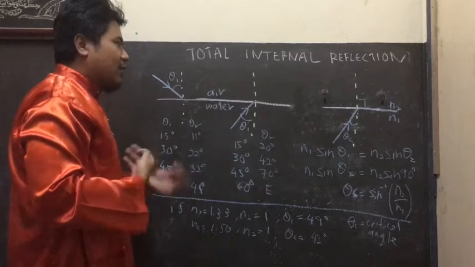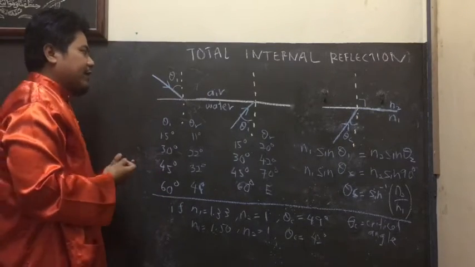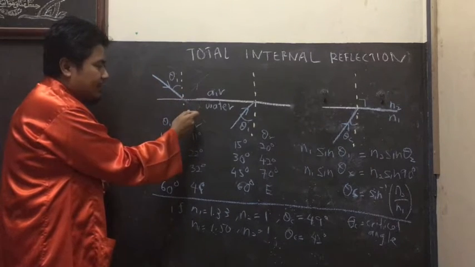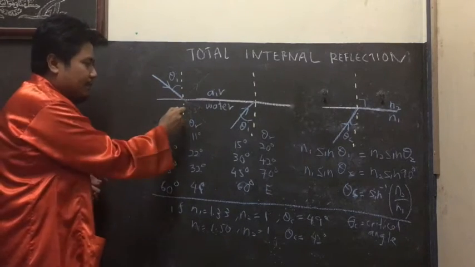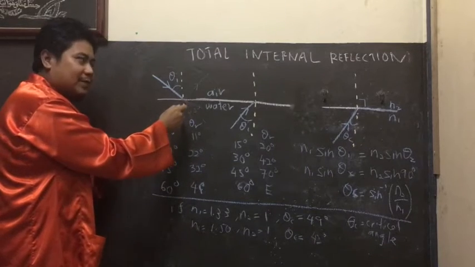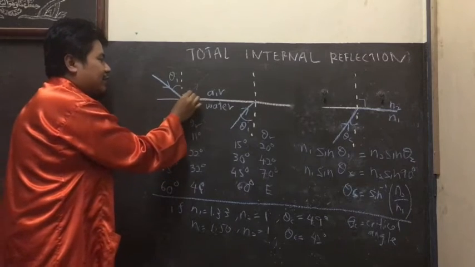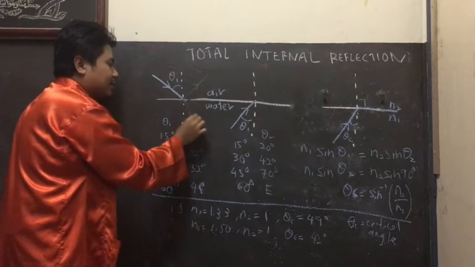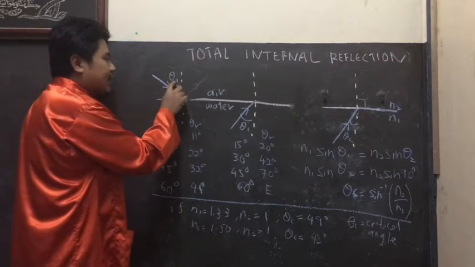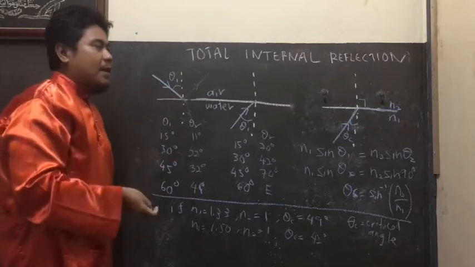By observation, because water has a higher refractive index, the light should be refracted closer to the normal. So it should be like this. So it has reflection and it also has refraction. And from the law, we know that the incident angle is equal to the reflected angle. So that is for reflection.